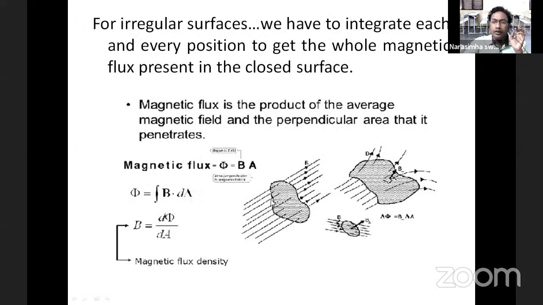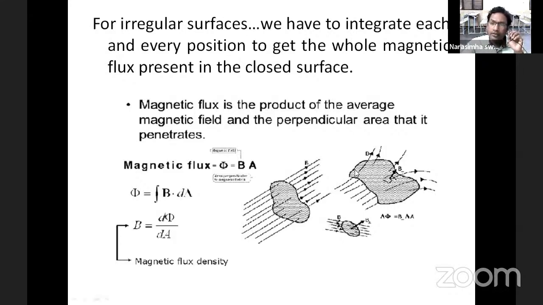In this diagram the surface is irregular, and the magnetic field is also non-uniform, meaning it is not moving in the same direction but in different directions. For such situations, how do we identify the amount of magnetic flux passing through? For irregular surfaces, we have to integrate over each and every position to get the whole magnetic flux present in the closed surface. We need to integrate.